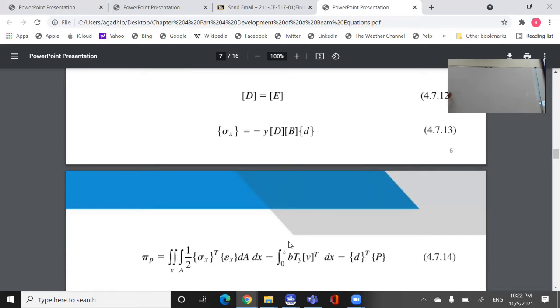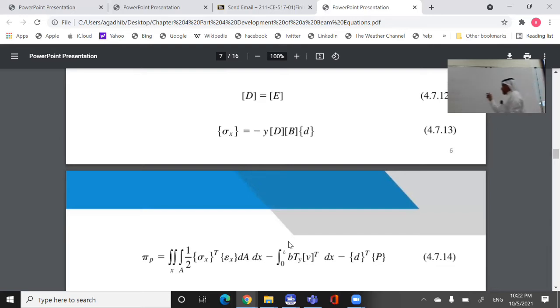What is the stress? Minus y. Is this d? B. This is the second derivative of the shape function. B d. Okay, what is the stress? Minus y d b d. But I want sigma transpose so that I can put it here.